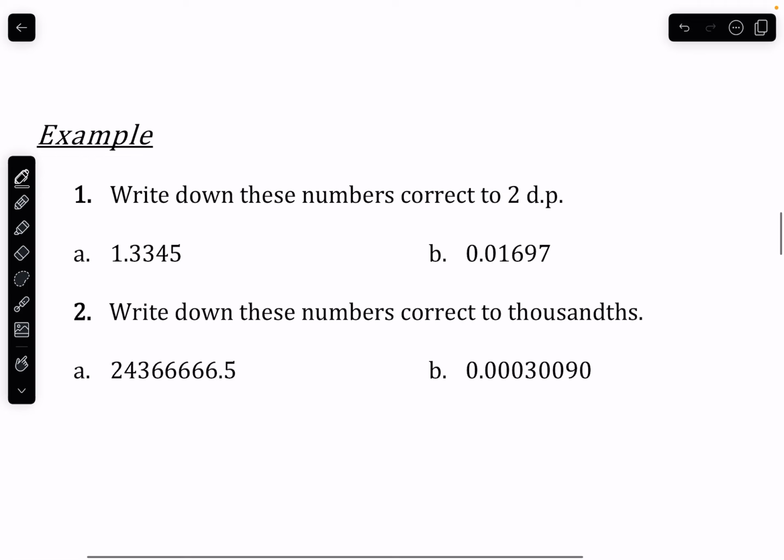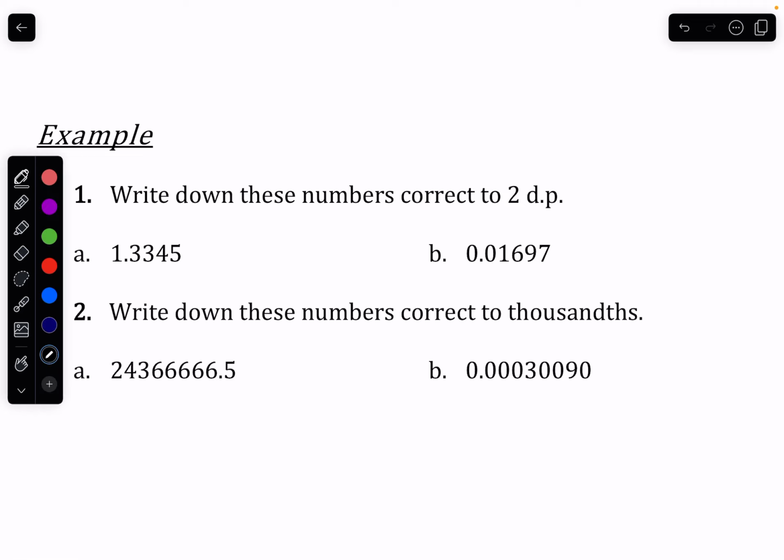So example 1A, I'm going 2 decimal places. So this is where I'm going to end. But I don't look at that number. I look at the number to the right, the number 4. Well, 4 is smaller than 5. So that tells me that when these numbers go away, that 3 is not going to get bumped up. It is going to stay a 3. So when I round this, I say 1.33.